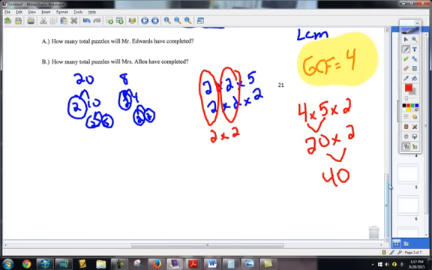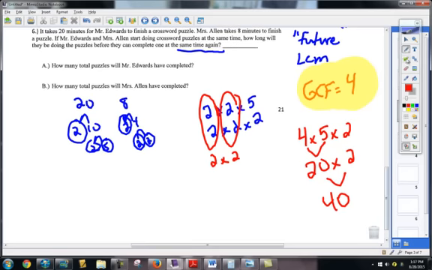Now, what does that mean? That means that at 40 minutes, so if they started doing puzzles right now, when they both are at 40 minutes from when they started, they will both actually complete a puzzle at the exact same time. That's what we're trying to figure out. So that is the LCM, 40.